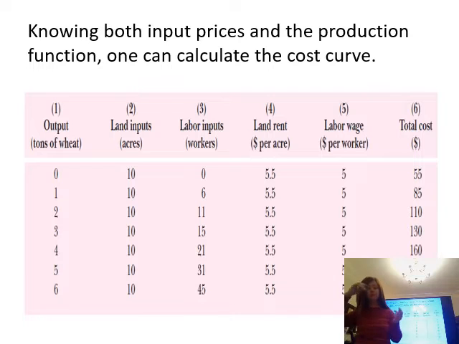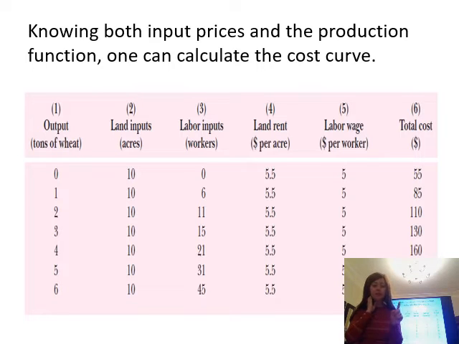So for example, if we take producing 0 units of output, the only cost in this case will be the fixed cost, which is the cost of land. How do I calculate it? 10 units of land multiplied by the rent per acre, which is 5.5. 5.5 times 10 will give you the 55.